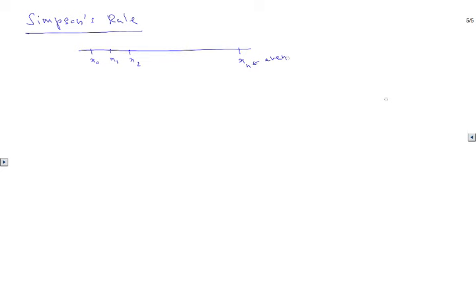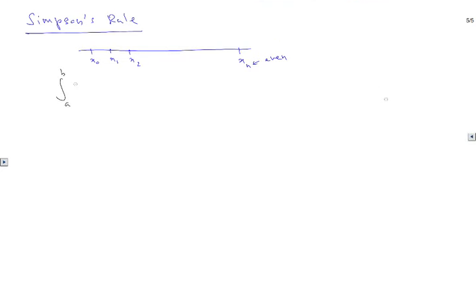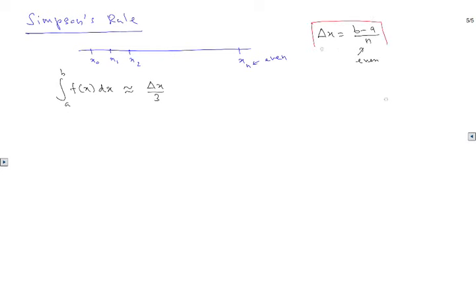So the Simpson rule is: the integral from a to b of f(x) dx is approximately equal to delta x over 3. What is the delta x? Delta x is, as before, b minus a over n, but n has to be even. That's the only difference here.